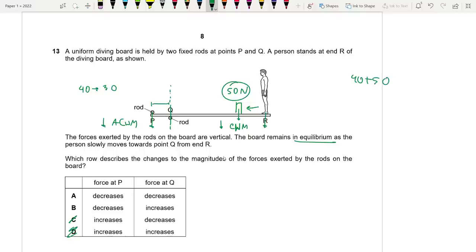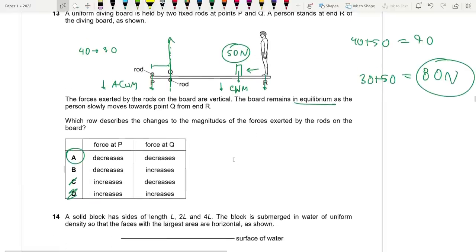Since it was in equilibrium, Q provided an upward force that balanced this. But now, since the force decreased to 30 plus 50, Q now provides a force of 80 newtons to balance it. So what happened to the force? It also decreased. 13 is A. Interesting sum. Next.